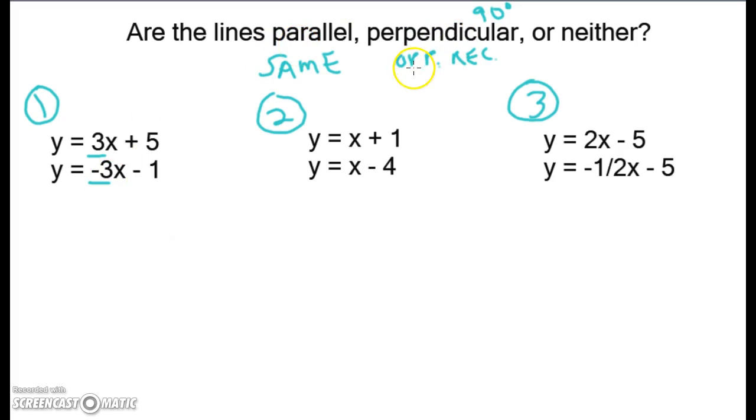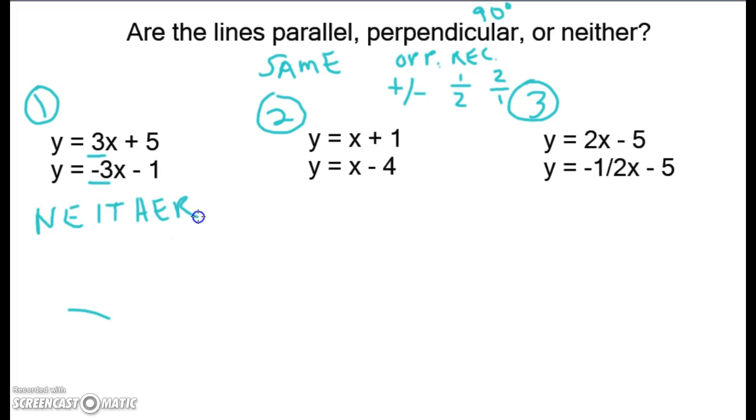All right, for perpendicular, it means they need to be opposite reciprocals. Opposite means that one of the numbers needs to be positive, one of the numbers needs to be negative. Reciprocal means one's going to be right side up and one's going to be upside down. All right, so that's what we're looking for, opposite reciprocals. All right, 3 and -3 are opposites. One is positive and one is negative. But are they reciprocals? Is one of them 3/1 and the other one 1/3? No. So these lines are not perpendicular. So the only other option at this point is that these lines are neither.